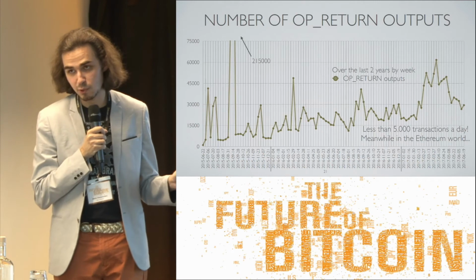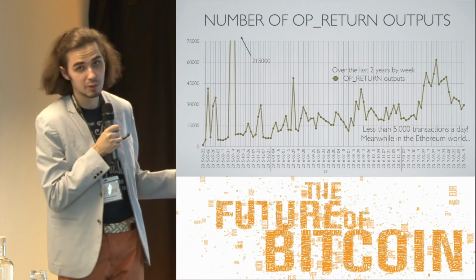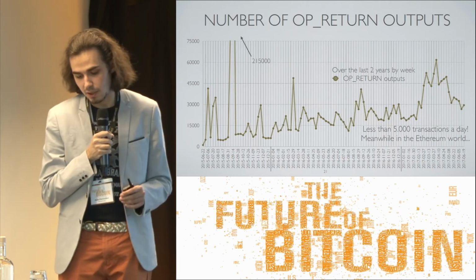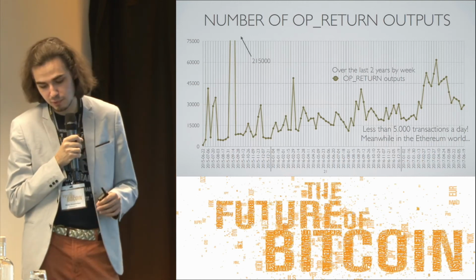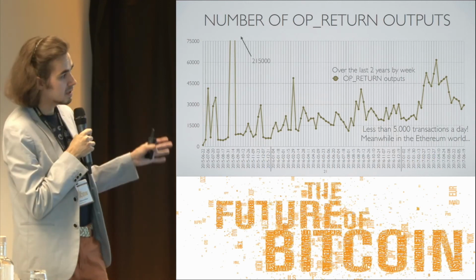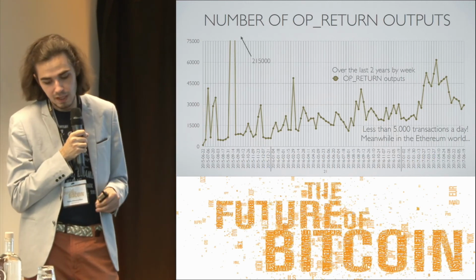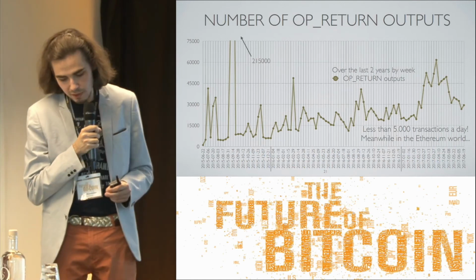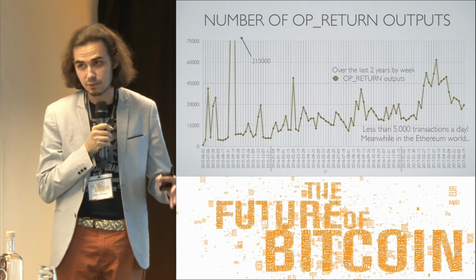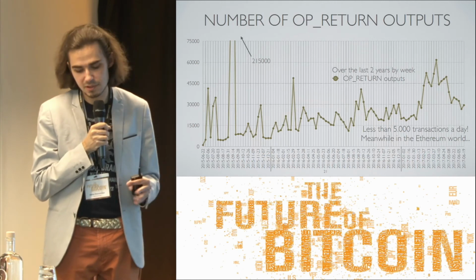Here, just one more chart. When we were talking about tokens and colored coins built on Bitcoin, we mentioned a special type of outputs called null data or OP_RETURN outputs. And let's see how widely they are used. Well, not very widely, because transaction fees for such outputs are as high as for ordinary transactions.